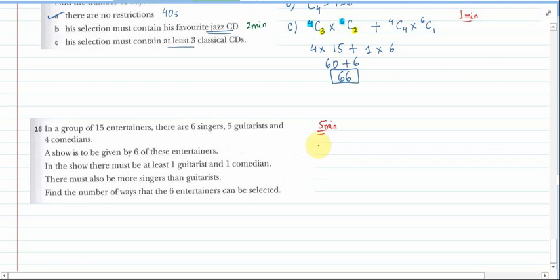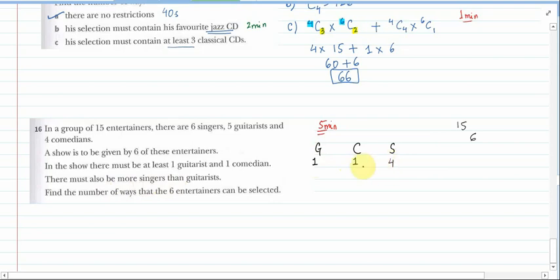Alright, to make things easy, I will start in this way: I am going to make 3 columns here: guitarist, comedian, and singers, right? We need to select 6 of them, and the total is 15. Now the given condition says there must be at least 1 guitarist and there should be more singers than guitarists. So let's start. If I have 1 guitarist, I have 1 comedian. I need to select 6 of these. That means the remaining 4 are from the singers category, right?